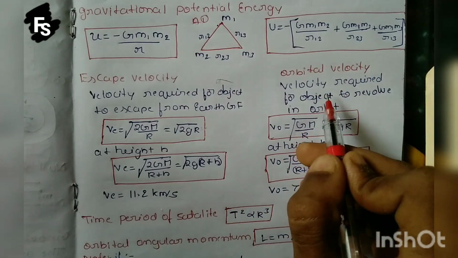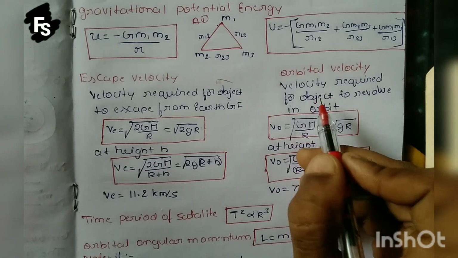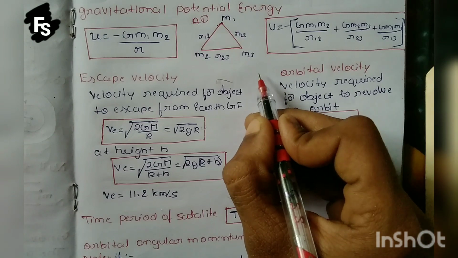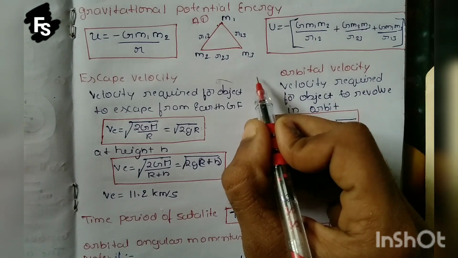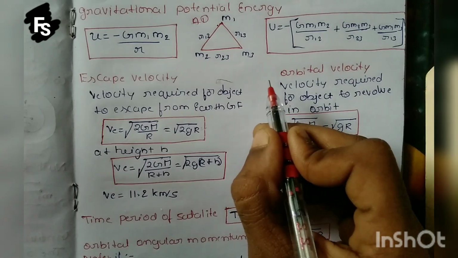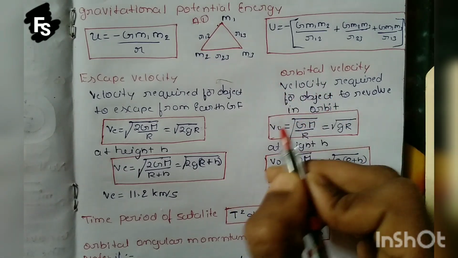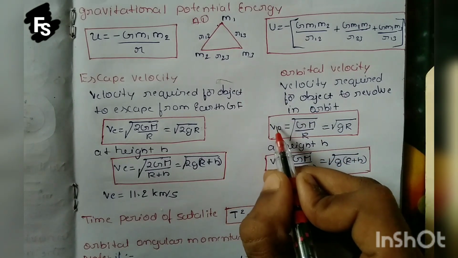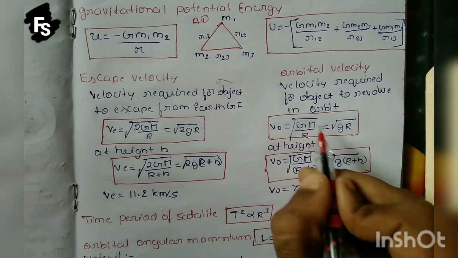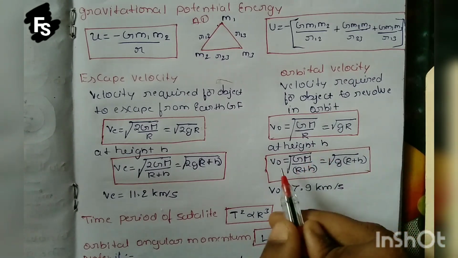Next, come to orbital velocity. What is orbital velocity? It is the velocity required for an object to revolve in an orbit around the Earth. If an object, like a satellite, has to revolve in the orbit, it needs this velocity, the orbital velocity, known as V0. V0 is equal to root of GM by R, which is equal to root of gR.